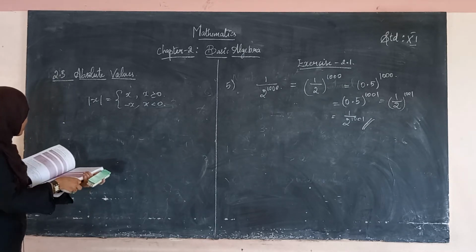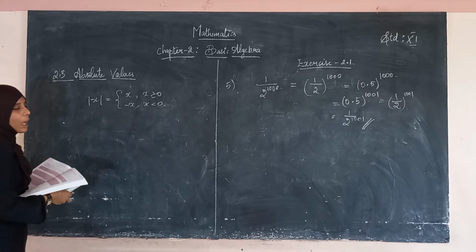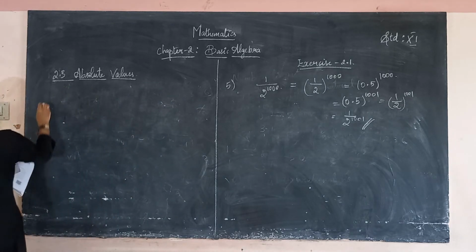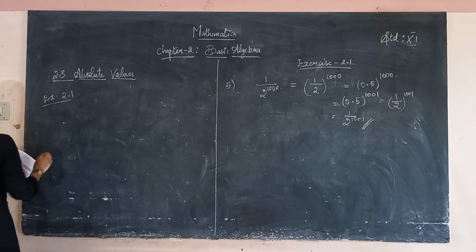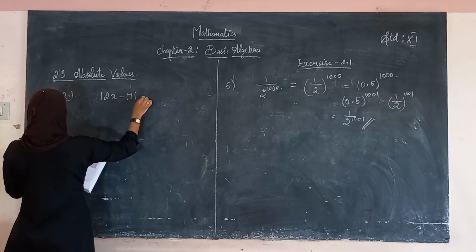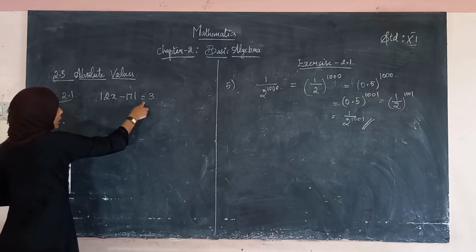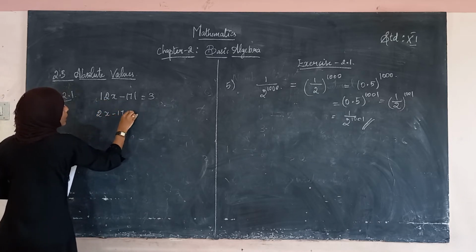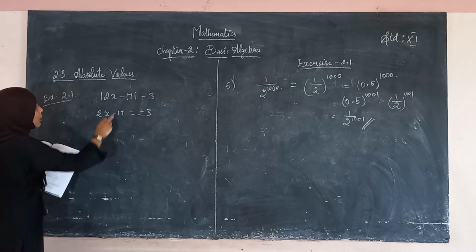Now let us see the examples, then you can easily understand this. See example 2.1. Solve for modulus of 2x minus 17 which is equal to 3. See here, they have given 3 here. Therefore, when we take the modulus of 2x minus 17, we don't know whether it is plus 3 or minus 3, because we don't know the value of x.